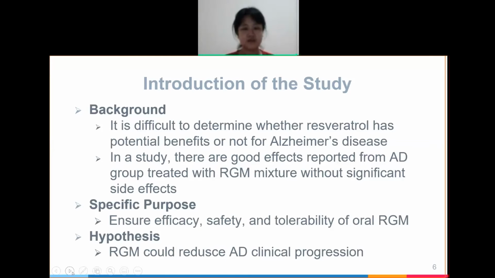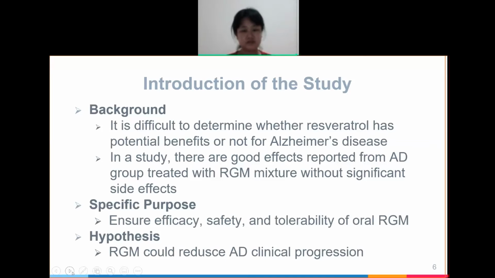It's difficult to determine whether resveratrol is beneficial to treat AD or not. Another study has reported that the mixture of low-dose resveratrol, glucose, and malate, or RGM, showed a good effect on cognitive function without any significant side effect when given to AD patients that were already treated with a stable dose of donepezil.